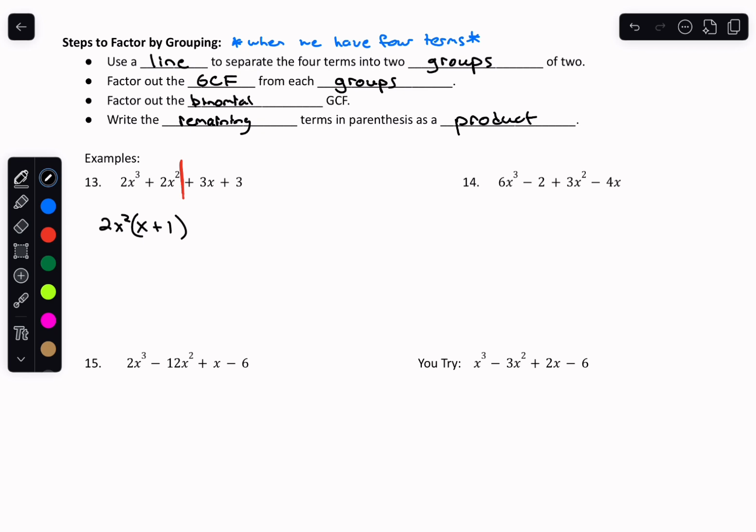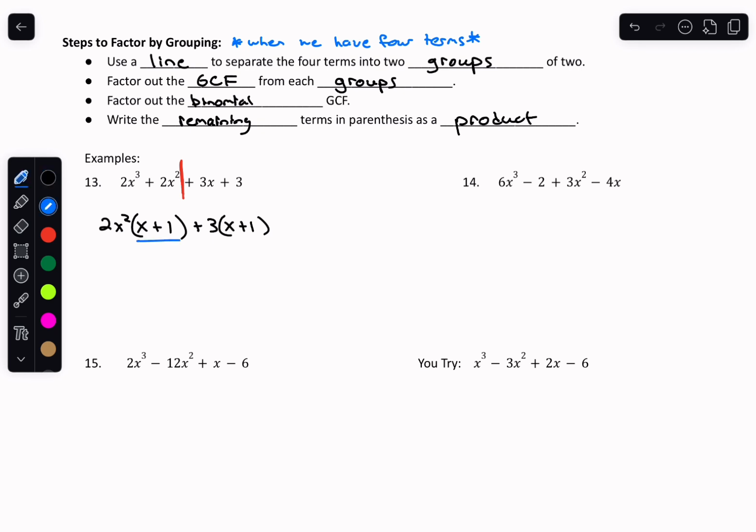Then we're going to do the same thing for 3x plus 3. 3x plus 3 has a 3 as its GCF. So I'm going to put a 3 out in front of a set of parentheses. And when I pull the 3 out of 3x plus 3, I get x plus 1 again. All right, so now the third bullet point up above should make a little bit more sense. It says factor out the binomial GCF.